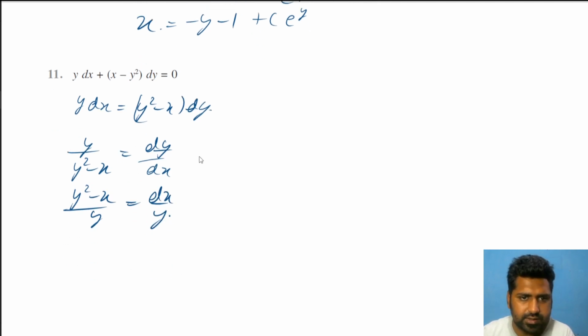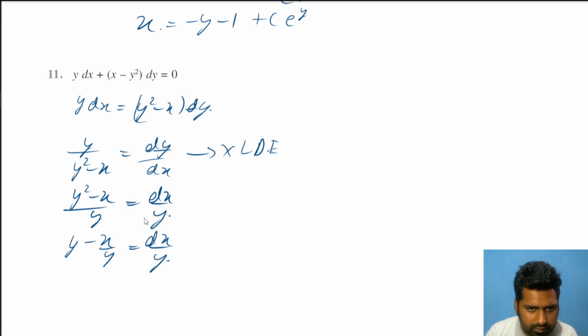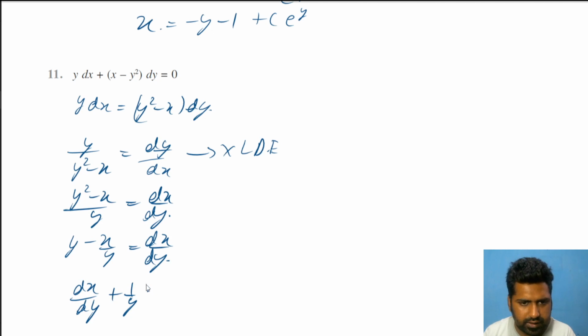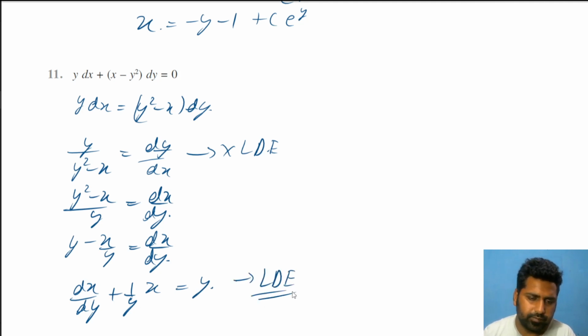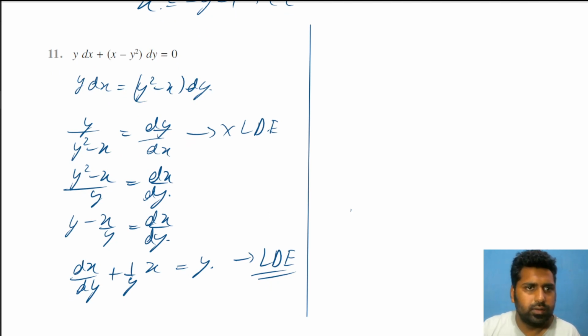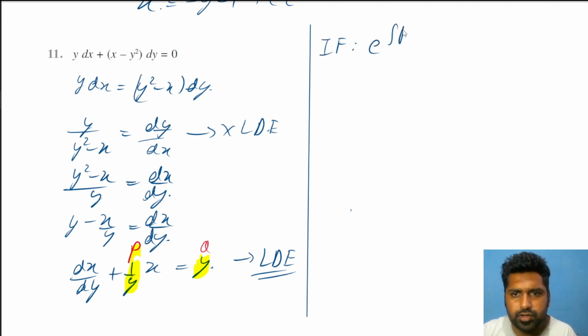Now this is not a linear differential equation as it stands, but if we arrange this, it becomes y minus x by y is equal to dx by dy. Take this on the other side, so you'll get dx by dy plus 1 by y x, or plus x by y, is equal to y. Now this is a linear differential equation. That's your P. This is your Q. Calculate your IF, e raised to power integration P dy, e raised to power integration 1 by y, that's e raised to power log y, e and log cancel, y only.